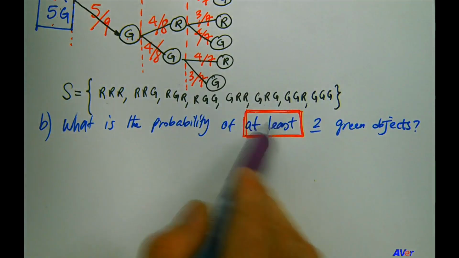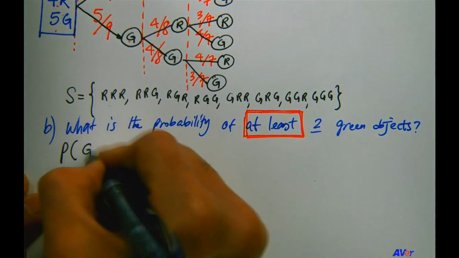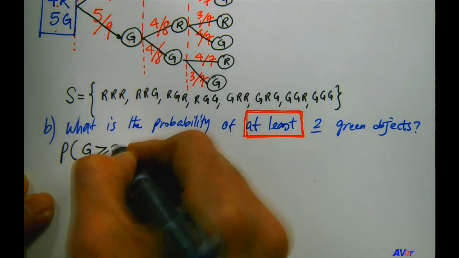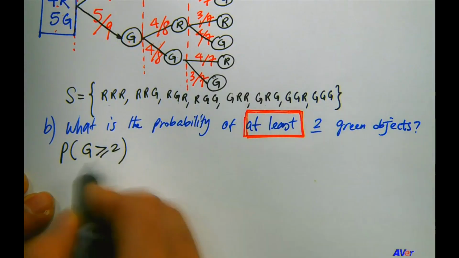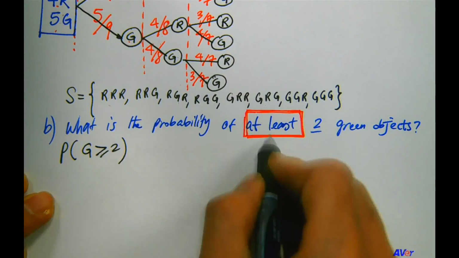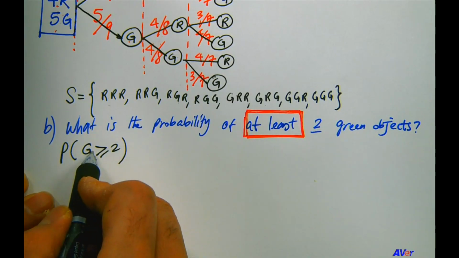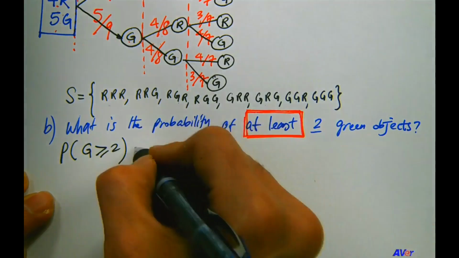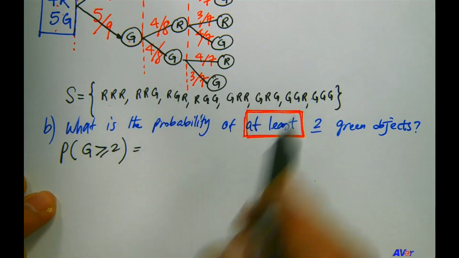Okay, at least 2. So we're looking for the probability that the number of greens is either 2 or more than 2. Right? At least 2 means we're looking for 2 greens in an outcome or more. Okay? So let's see. Which one of these falls into this category?